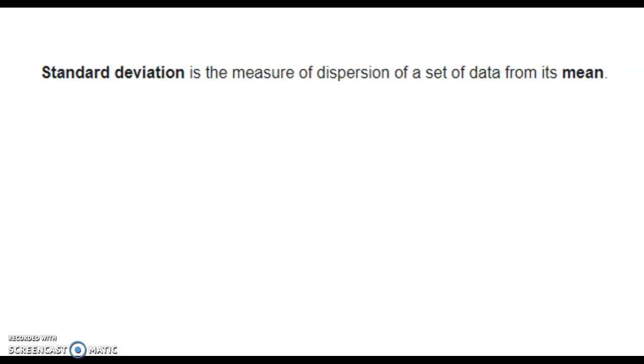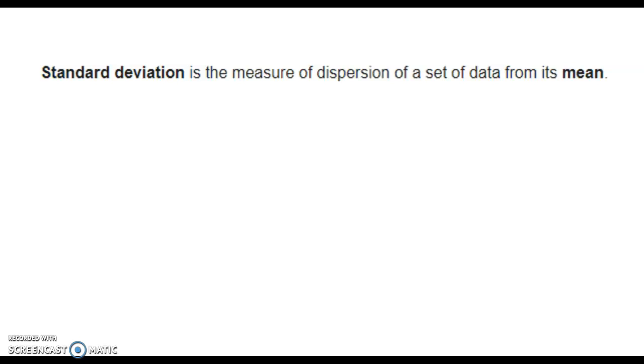So standard deviation, what is it really? Well, it is the measure of dispersion of a set of data from its mean. Now, firstly, it's a calculated value. So it's a numerical value. And what this is really saying is that this tells us how far away all our values are from its mean. Now, if you don't understand that, let me use an example.